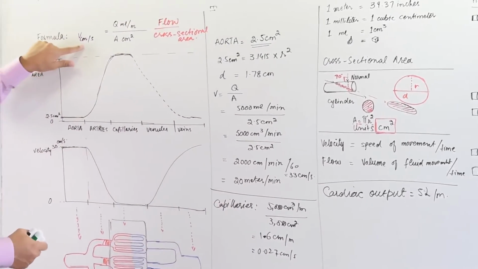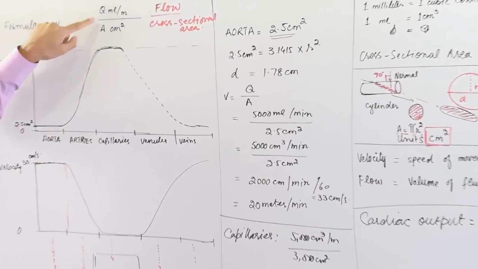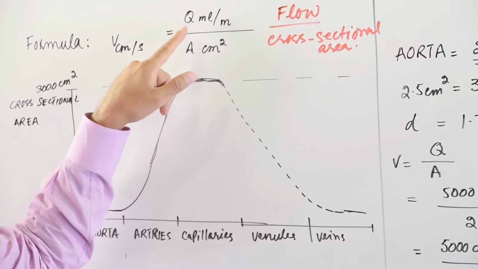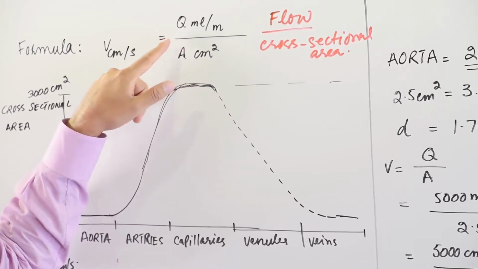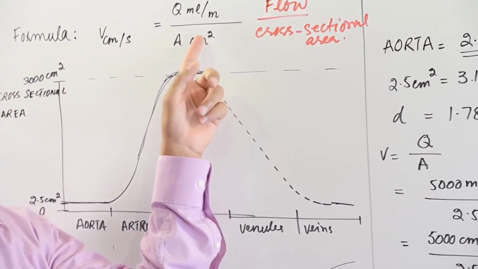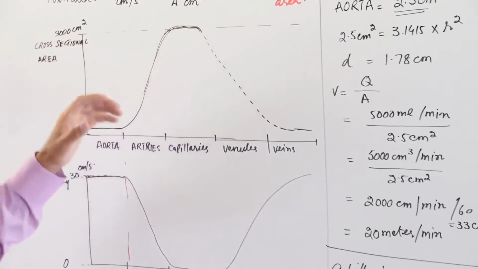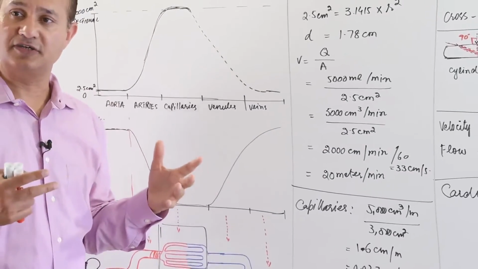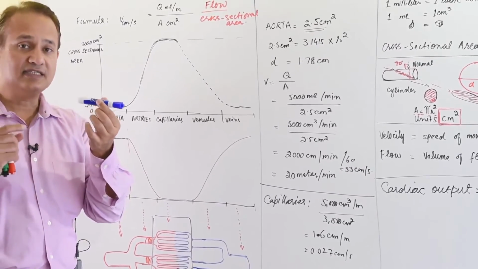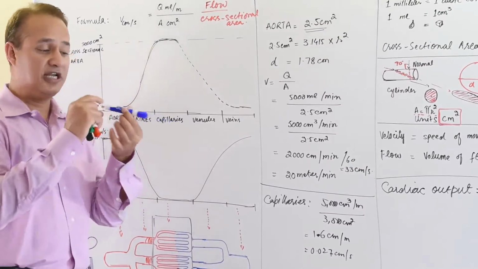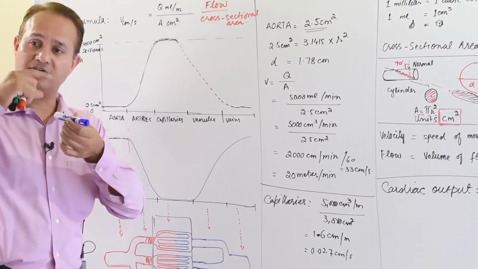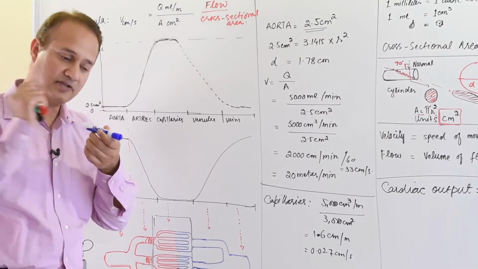The formula to see the velocity is flow over cross-sectional area. What that means is that velocity is directly proportional to the flow of blood, and velocity is inversely proportional to the cross-sectional area. What that means is, if you increase the flow, then the velocity increases from a unit length and unit time. If you increase the cross-sectional area, if you increase the diameter, then the velocity reduces. So larger the blood vessel, slower the velocity; smaller the blood vessel, faster the velocity.